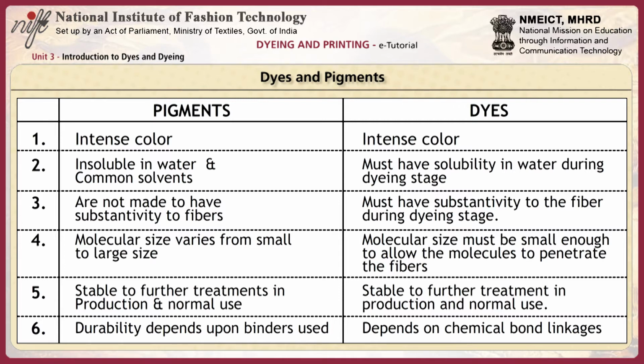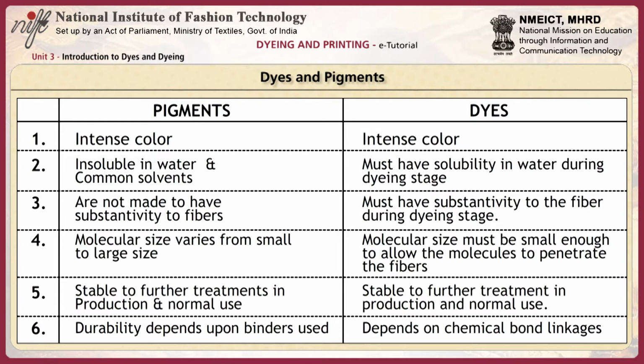Let me explain the pigment dyeing process. Here, as you know, pigments will not penetrate the fiber molecular structure. Then how can the pigment be applied? In this case, the pigments are mixed with binders, adhesives, that will stick on the surface of the fabric, so that the durability of pigment dyed fabric mainly depends upon the quality of binders that are used.